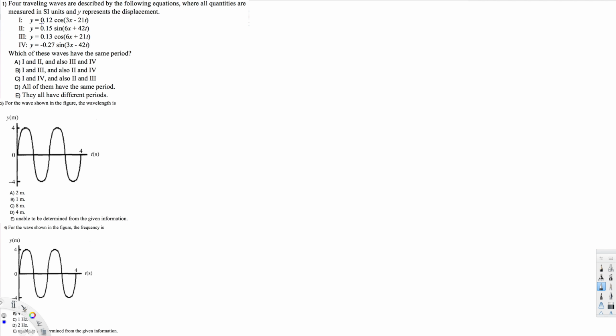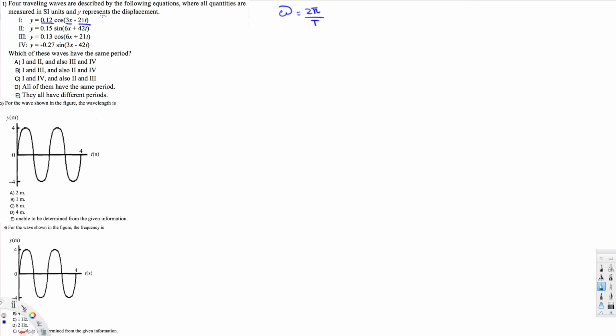If you see, this is amplitude and this is kx, and this is omega t. So omega is related to 2π over T. And if the omega is the same, it means the period is the same, because 2π never changes, only T changes. If the omega is the same, it means the period is also the same.